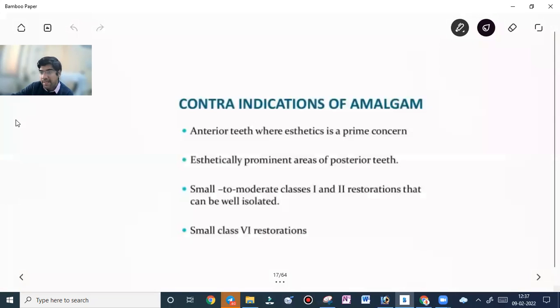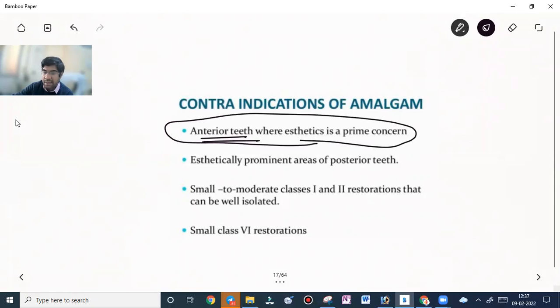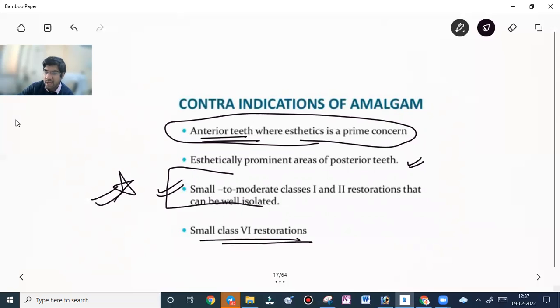The contraindication of amalgam: it is not used in the anterior region where aesthetic is a prime concern, in the aesthetically prominent areas of the posterior teeth, or in small to moderate class 1 restorations that can be well isolated. So that is important for your exam. And in small class 6 restorations, we don't use amalgam.